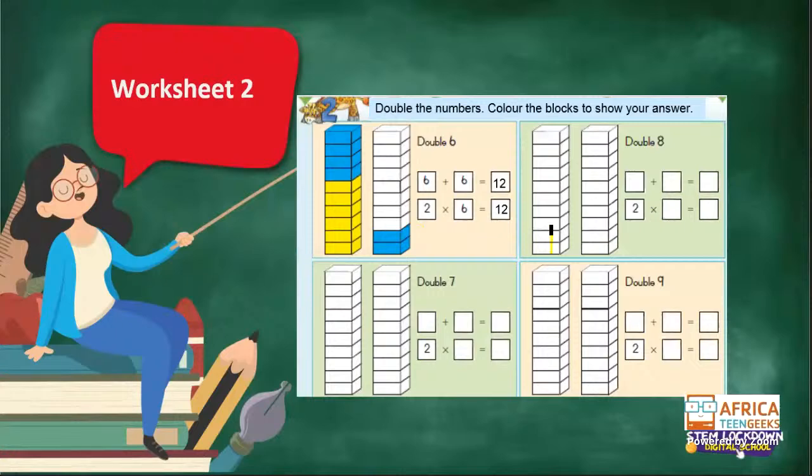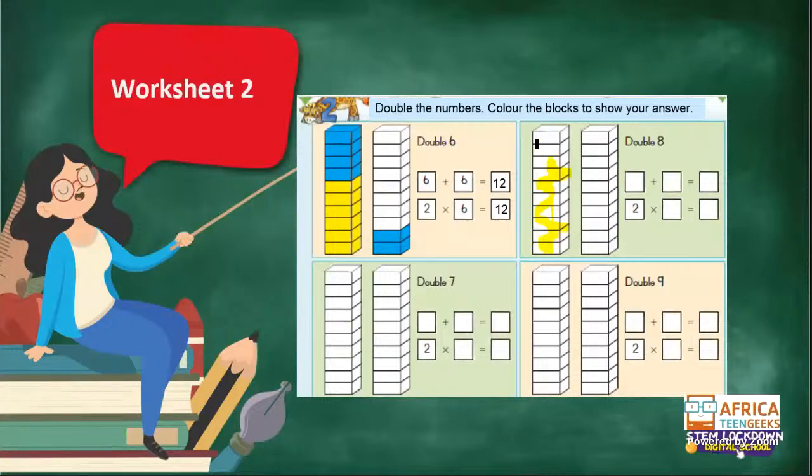1, 2, 3, 4, 5, 6. Let me count. 1, 2, 3, 4. 1, 2, 3, 4, 5, 6, 7, and 8. Oops, I've colored it nicely. Can you see? These are my blocks. I have to learn to color. That's my blocks. That's the 8.